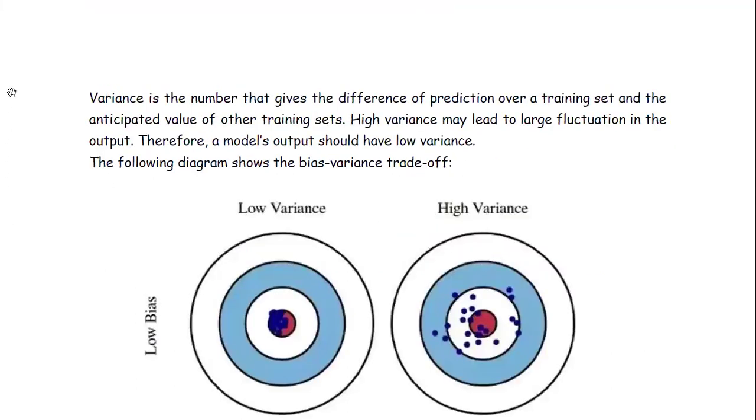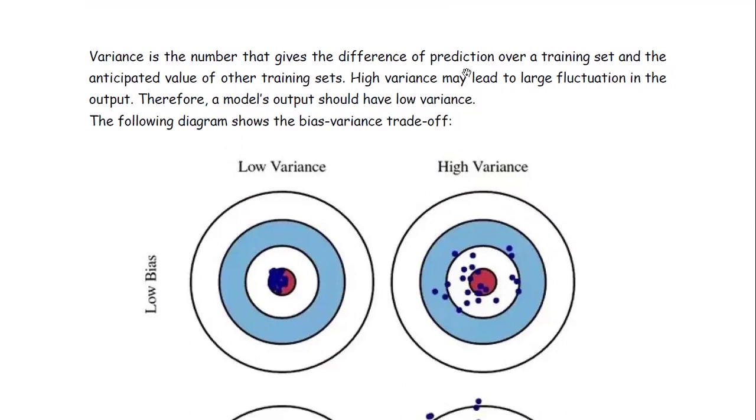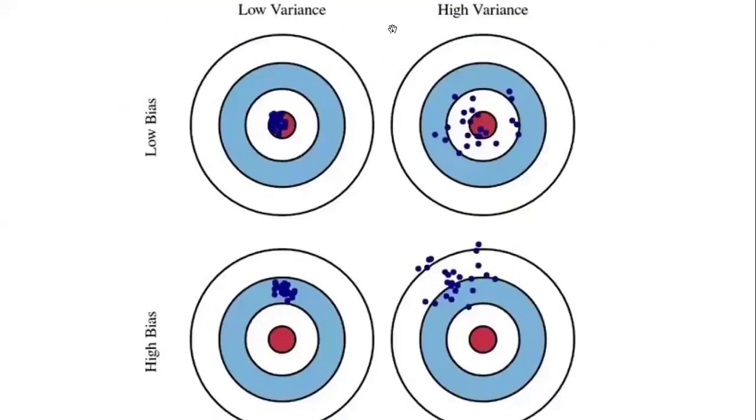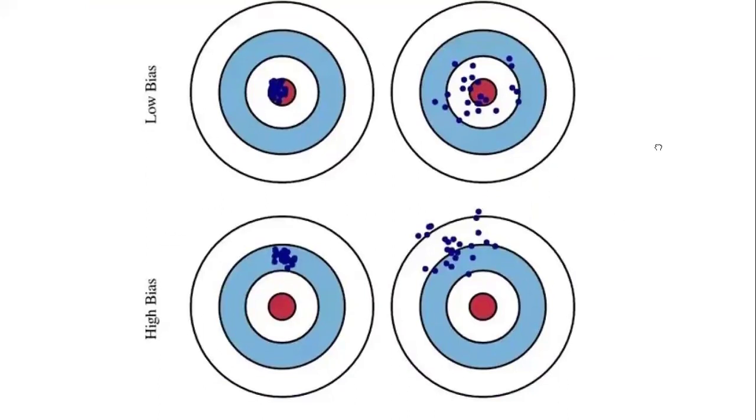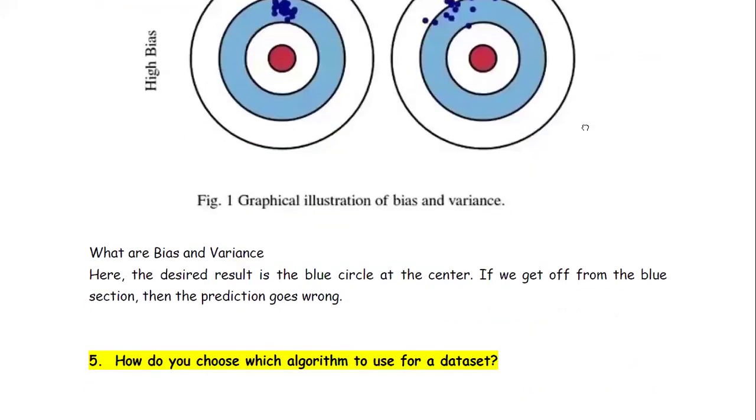Now then, what is variance? Variance is the number that gives the difference of predictions over a training set and the anticipated value of other training sets. High variance may lead to large fluctuations in the output. Therefore, a model's output should have low variance. In short, this is the difference of prediction over a training set and the anticipated value of another training set. So high variance means large fluctuations. You can see in this diagram low variance, high variance, low bias, high bias.